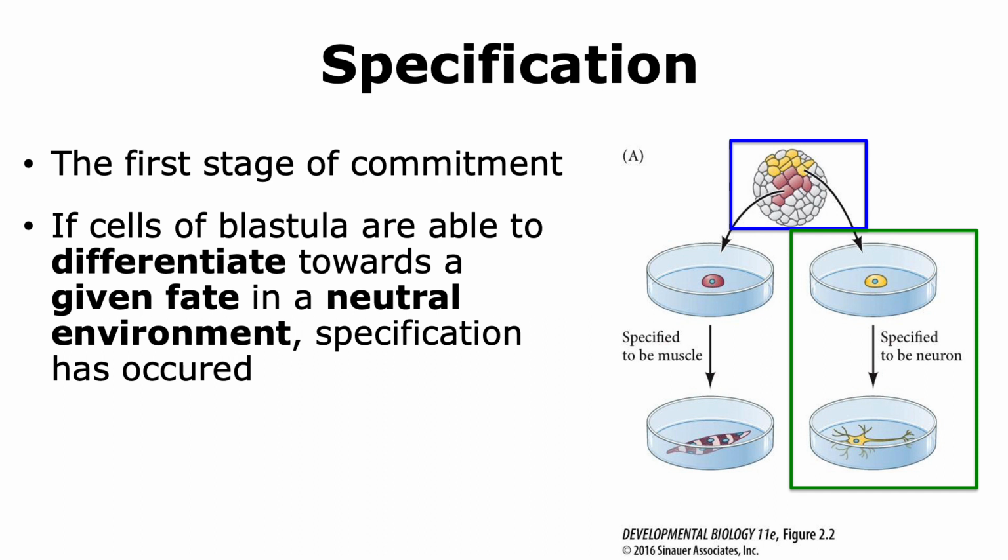Another example of that is, instead of using a cell that we know becomes a muscle cell, what if we took a cell from a blastula and when we culture it in a neutral environment, it becomes a neuron? Then in this scenario, that cell has undergone the process of specification because it has begun the process of becoming a neuron. Thus, in the case of specification, if a cell that is in a blastula is able to differentiate towards a given fate when it is in a neutral environment, then we say that specification has occurred.